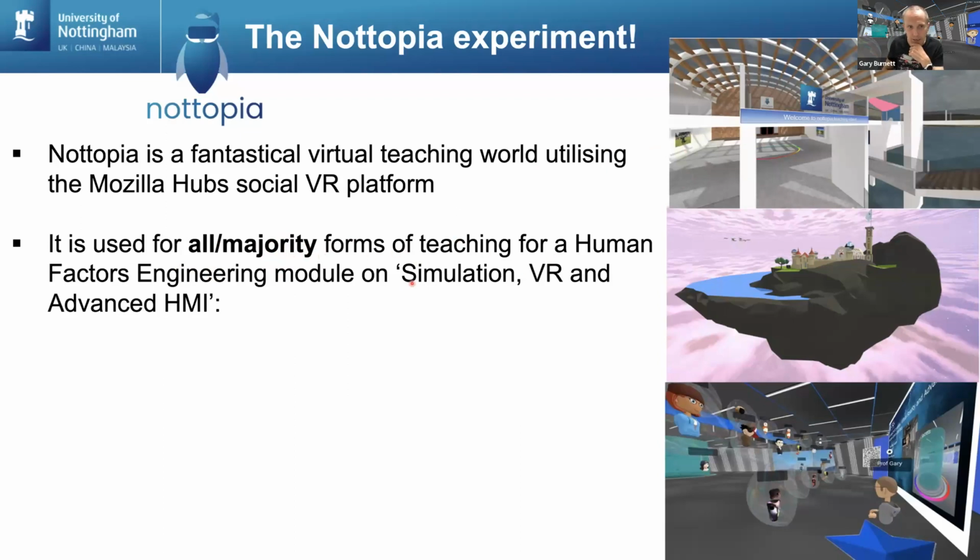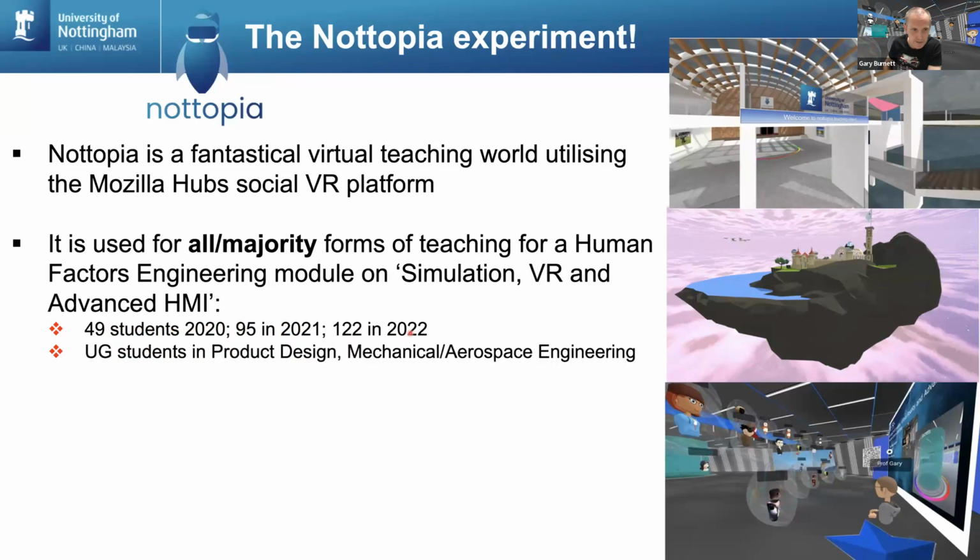The module is about simulation, VR and advanced human-machine interface. So the learning outcomes are about understanding human factors and design issues for this kind of technology. This is quite a telling statistic. This is a completely optional module for undergraduate and postgraduate students in engineering and computing. There were 49 students. I've done this module for several years, and there have always been 30 to 50 odd such students. That's what it was in 2020, doubled for 2021, and increased even further in 2022. So to me, that's quite a telling statistic.